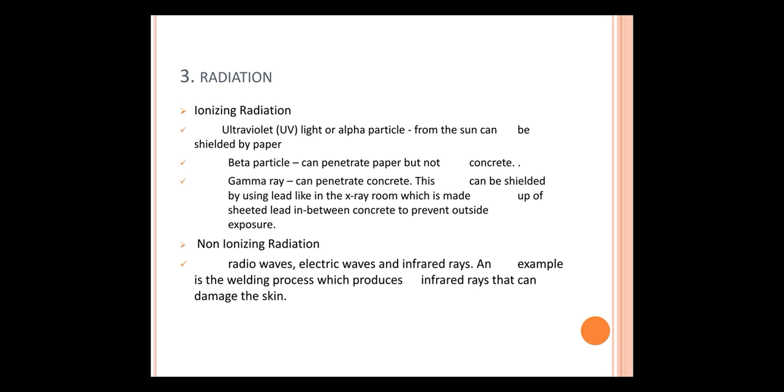Next is the non-ionizing radiation. Radio waves, electric waves, and infrared rays are examples. An example is the welding process, which produces infrared rays that can damage the skin. Radiation is dangerous because it cannot be detected by the five senses, but it destroys the cells and tissues of living organisms and has long-term effects.